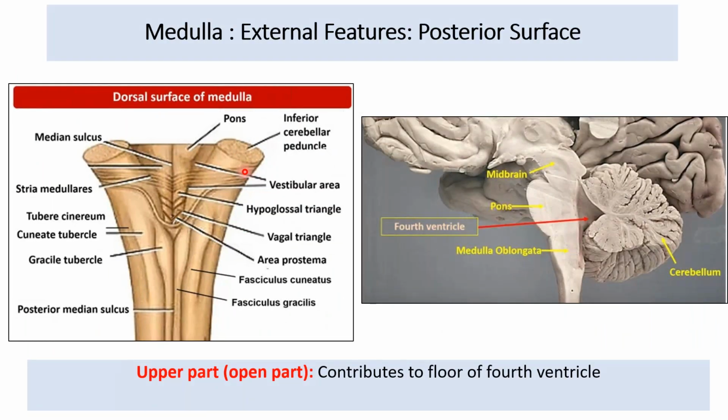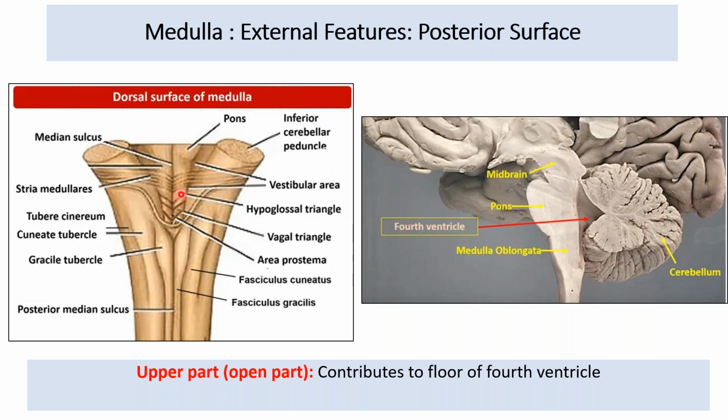Now we come to the upper part, which is the open part of the medulla. We have completed the closed part of the medulla. Now we talk about the upper open part of the medulla. In this picture also we can see this was the closed part of the medulla. And now we talk about the upper open part, which is in relation to the fourth ventricle, where you can see the stria medullaris also at the junction.